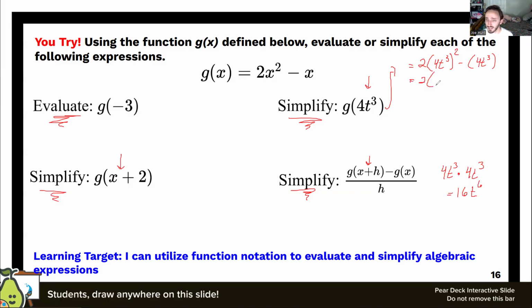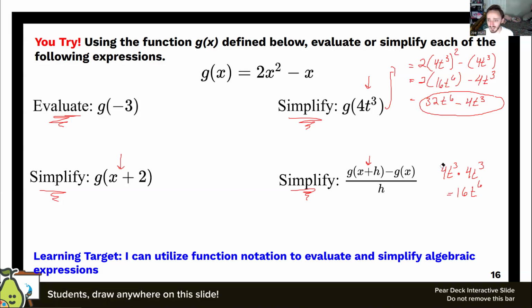So I can simplify this to be like 2 times 16t to the sixth minus 4t to the third. Then I can take that 2 and multiply it onto 16 and get 32t to the sixth minus 4t to the third. And that's about as simplified as it's going to get. I could maybe take a GCF of 4t to the third out of both of those so that it's 4t to the third times an expression. But it doesn't really help things, right? It's not a wrong answer. It's just kind of equivalent. So I might leave that one be just the way it is.